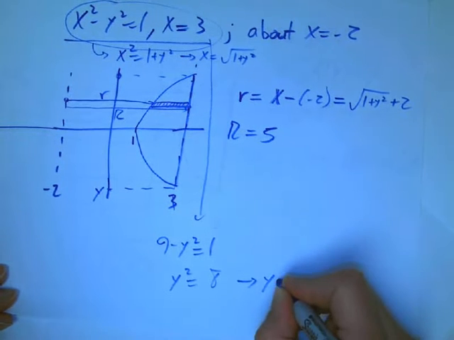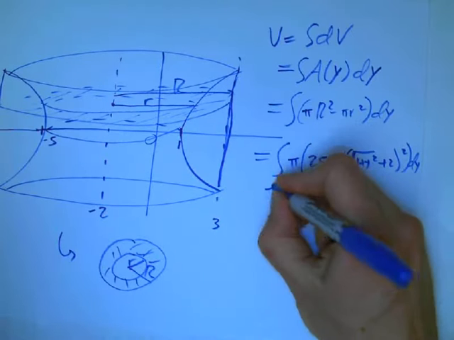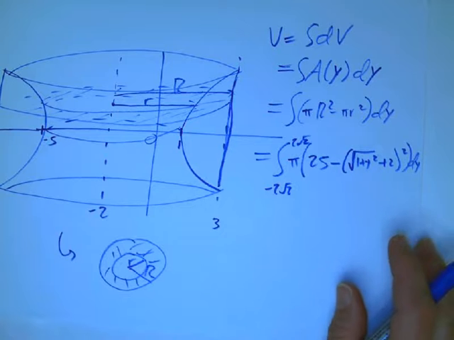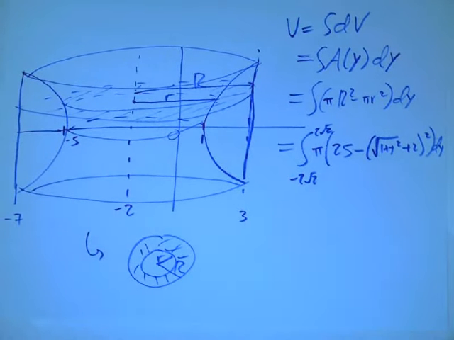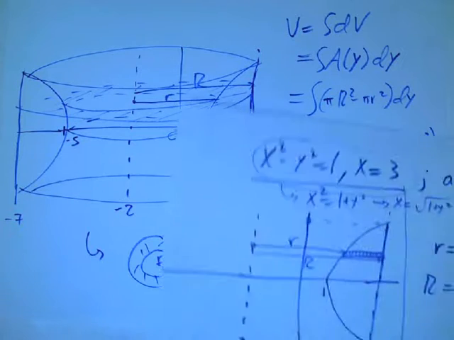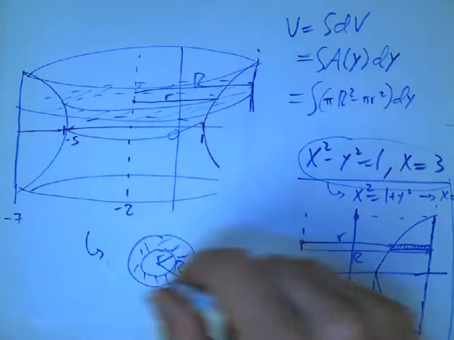So if x is 3, we get 9 minus y squared is 1. Y squared is 8. Y is plus or minus 2 root 2. So negative 2 root 2 to 2 root 2. Fairly ugly expression by our standards. Not at all ugly by the standards of people who do this for a living, to be honest, but definitely something that we can appreciate, that they just wanted us to set it up and not evaluate it. But the steps are really the important thing for me.